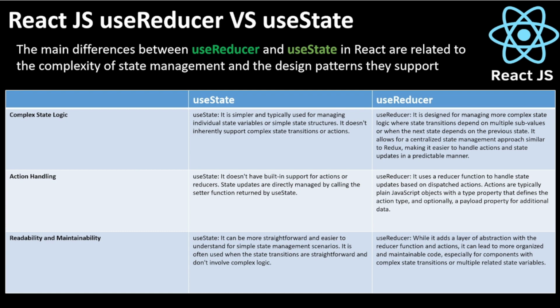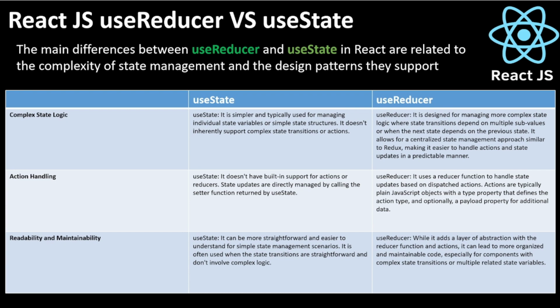Now action handling. useState does not have built-in support for actions or reducers. As I mentioned earlier, it only supports a single string, single number, single array, single object, and these kinds of things. State updates are directly managed by calling the setter function returned by useState. useReducer uses a reducer function to handle state updates based on dispatched actions, which are typically plain JavaScript objects with a type property that defines the action type, and optionally a payload property for additional data.